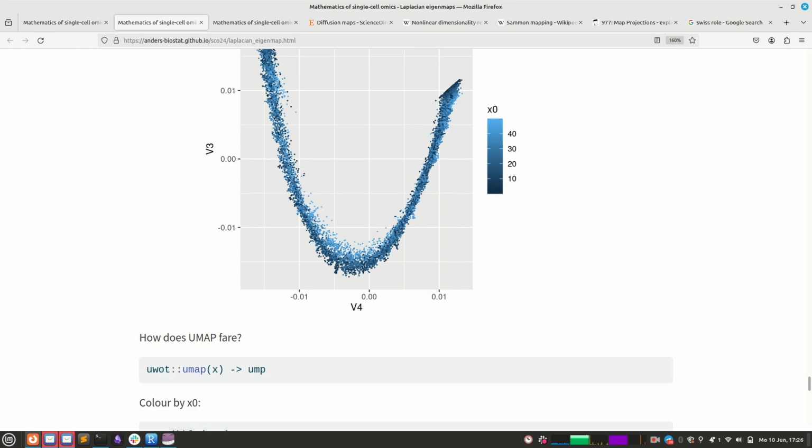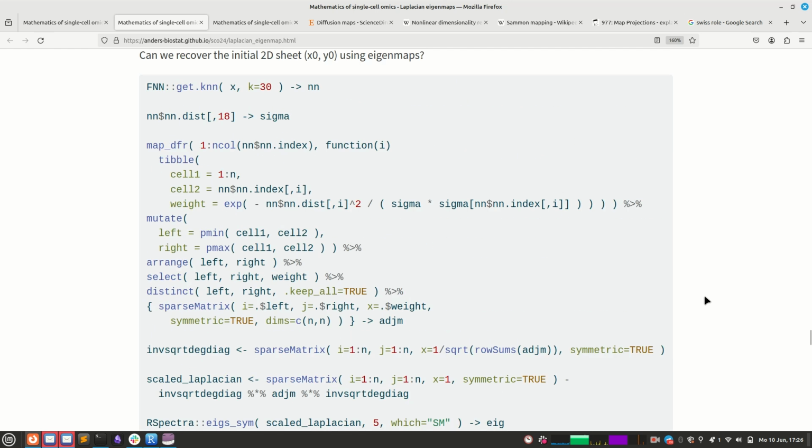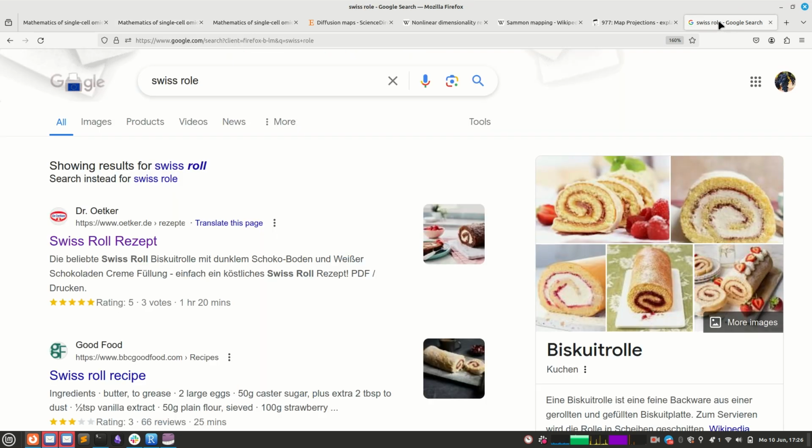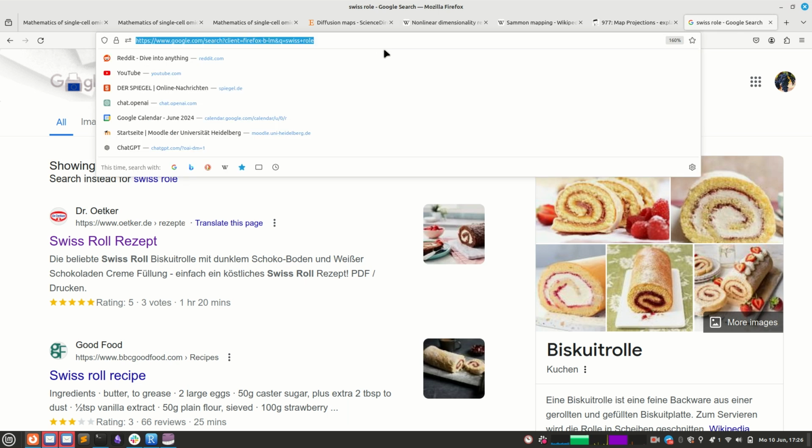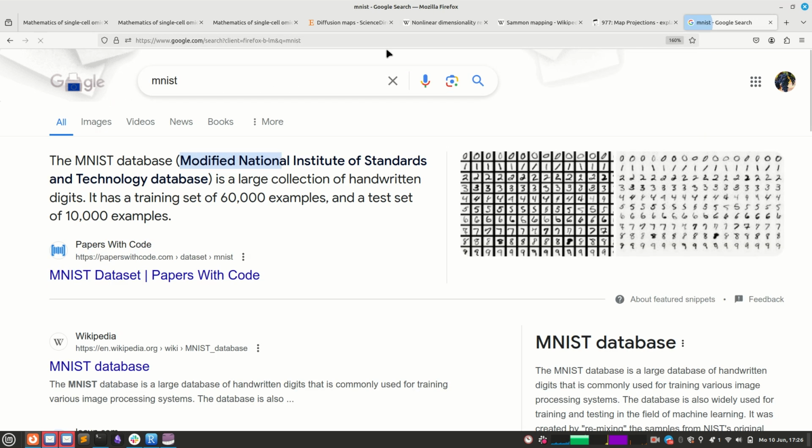It turns out that the Swiss roll, despite its simplicity, is really difficult, and usually you don't get back to the Swiss roll. And that's why it's sort of the standard test case, the stress test to get through all these things. The other thing that people like to use is MNIST.